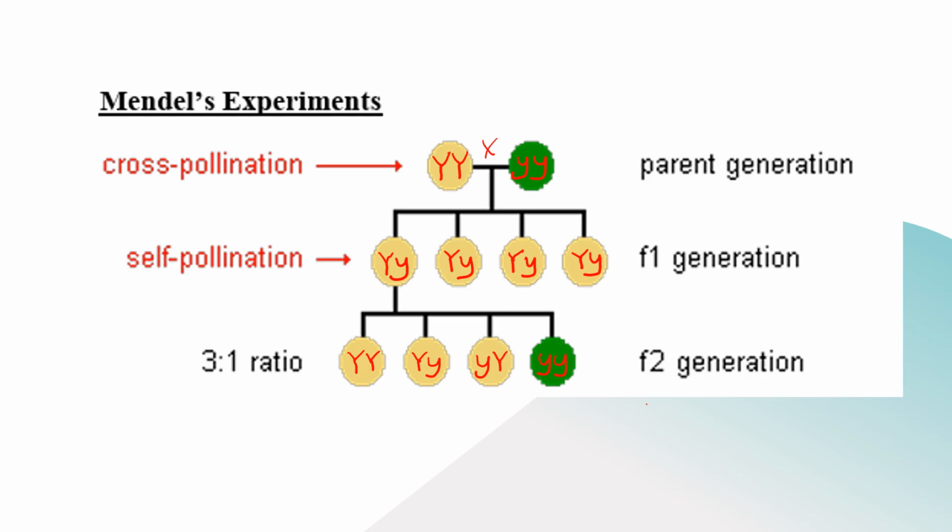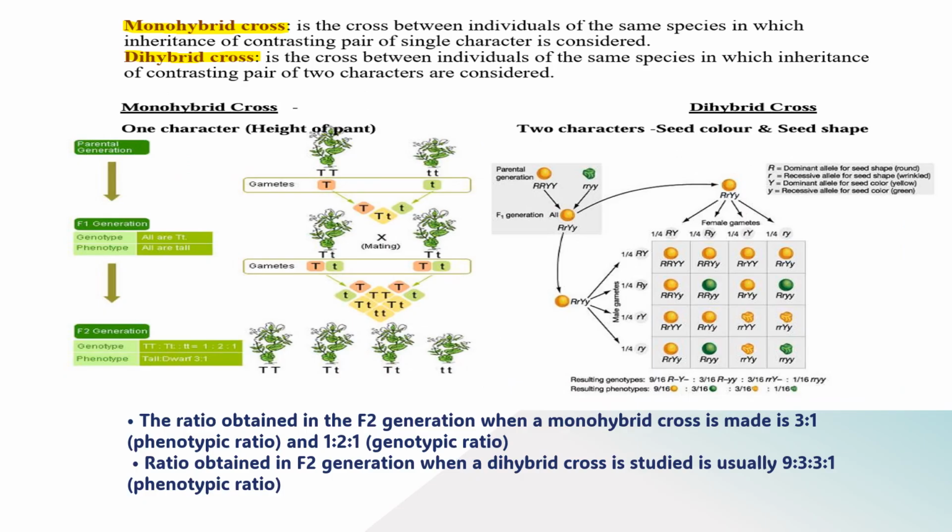That is, 3 yellow pea plants and 1 green pea plant in the F2 generation. Monohybrid cross: it is the cross between individuals of the same species in which the inheritance of the contrasting pair of a single character is considered. As the name indicates, mono means single. A single character is considered here.